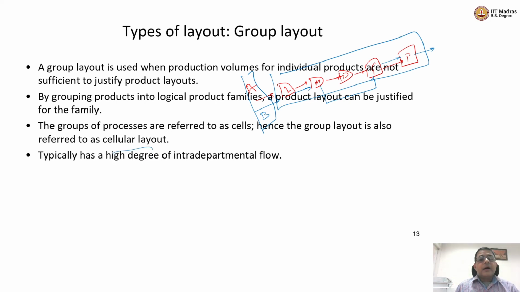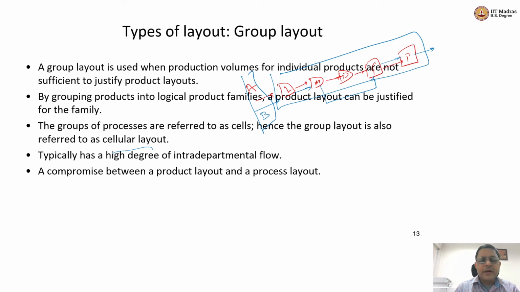Okay. Once again, just like process layout, even the group technology layout has very high degree of intra-departmental flow. Just like product layout, there is a very high degree of intra-departmental flow. How does it look like? So, as I said earlier, cellular layout is a compromise between product layout and process layout. So, how does it look like?